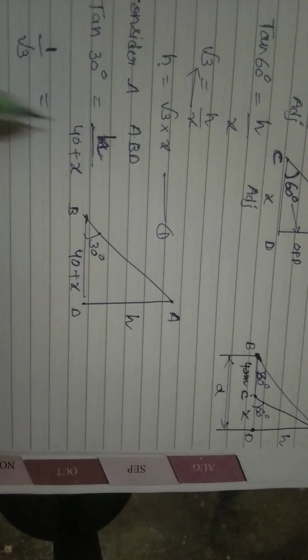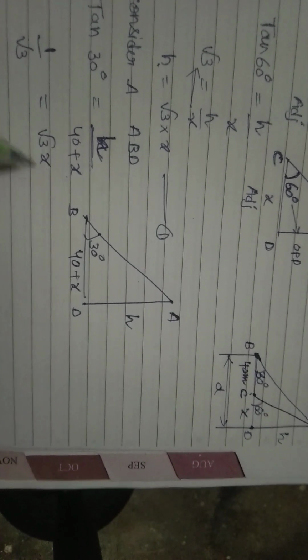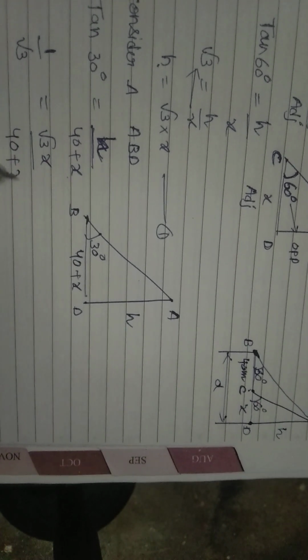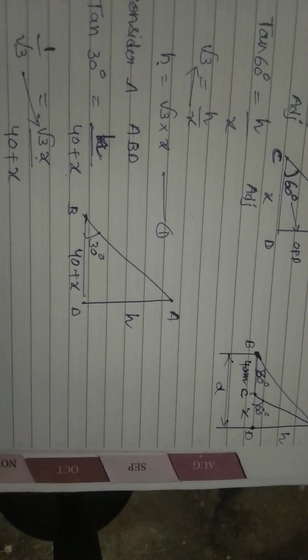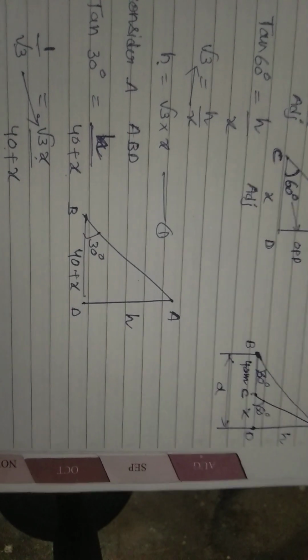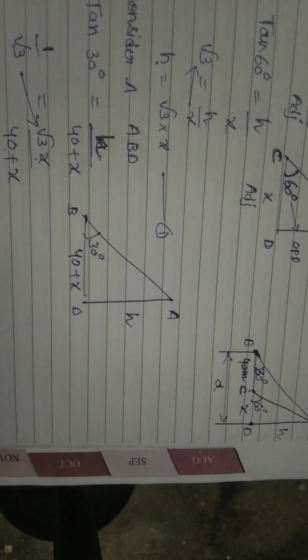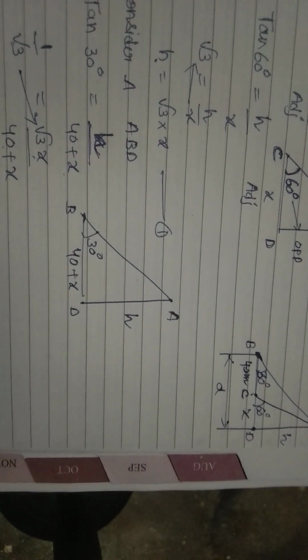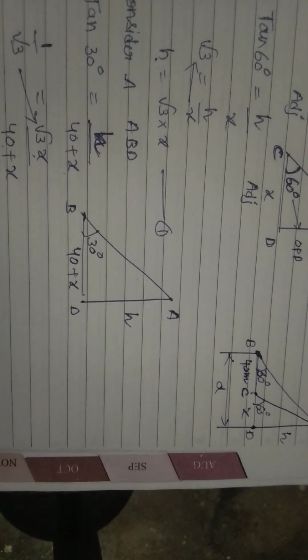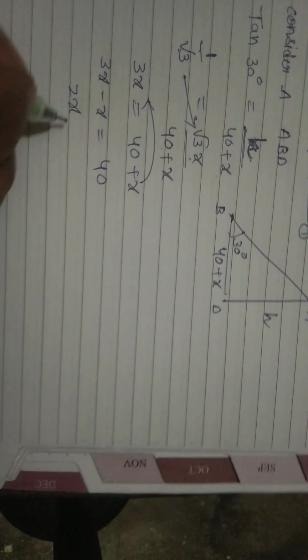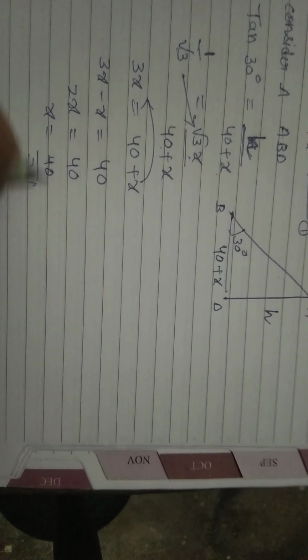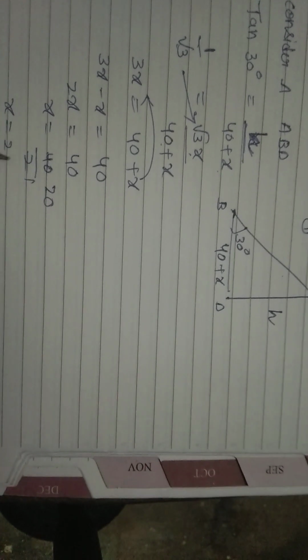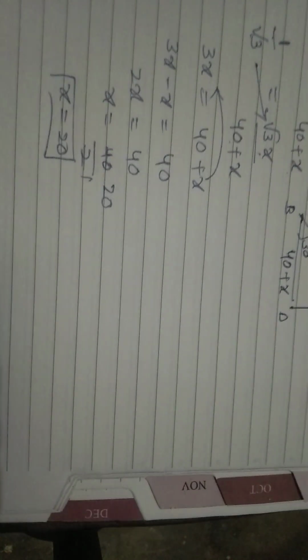Children, what is the value of h from equation number 1? The h value is root 3 x. Let us substitute root 3 x in place of h. Cross multiplication: root 3 into root 3, 3x is equal to 1 into 40 plus x. Plus x you transpose, minus x. 3x minus x is 2x. 2x is equal to 40. So x is equal to 40 divided by 2, which is 20. So what is the value of x? As we got, the value of x is 20.